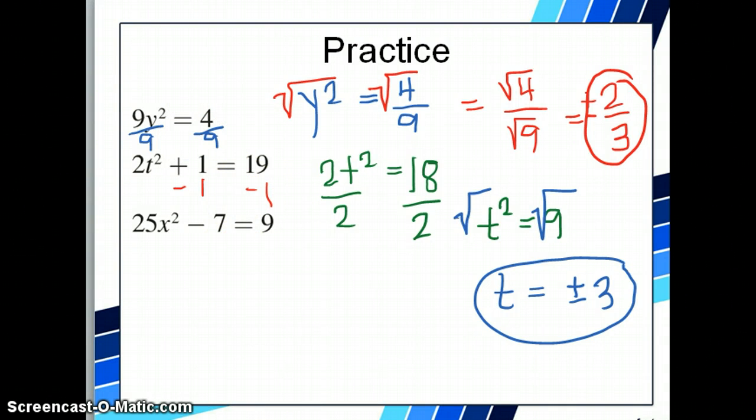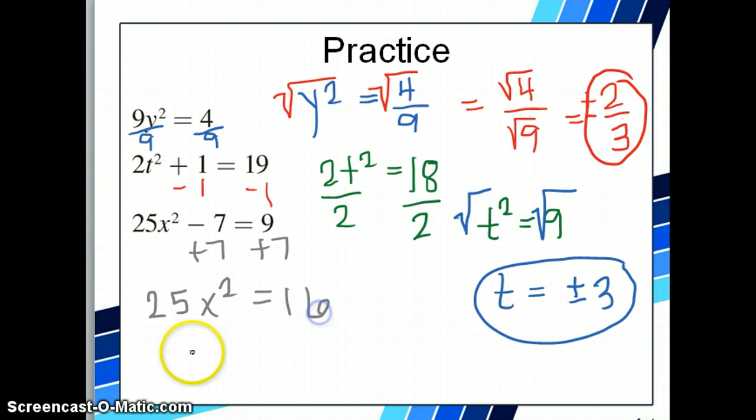The last one, again, just continue on the same way. So adding 7 to both sides. So I get 25x squared equals 16. Divide by 25. And again, you can see that we're going to be getting a fraction here.